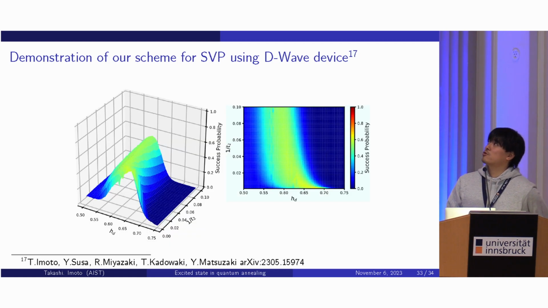Okay, and this is a 3D plot of our scheme. Also we can see that the success probability depends on not only the HD transverse magnetic field amplitude, but also T2, the annealing time.